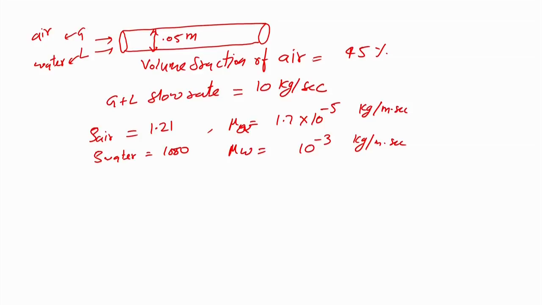Now, what do we need to do? We need to calculate the delta P in this pipeline. The overall length of the pipe is given as, say, 1000 meter. So we need to calculate how much delta P will take place in this pipeline. We are going to use the Lockhart-Martinelli correlation. To use that, first we are going to calculate the mixture velocity inside. To calculate the mixture velocity, I need a volumetric flow rate, and the flow rate is given in terms of mass flow rate, kg per second.